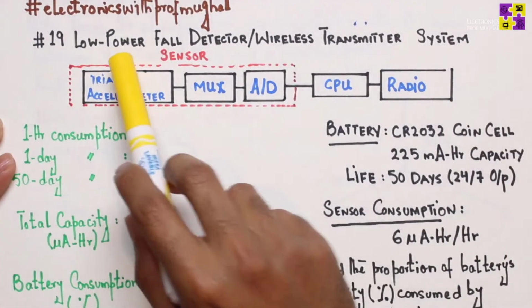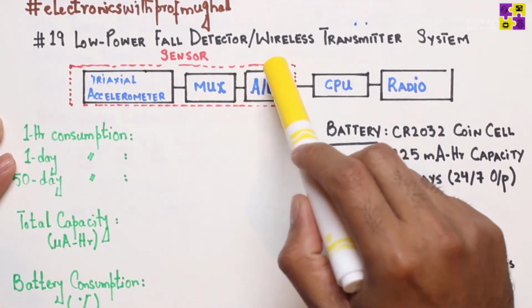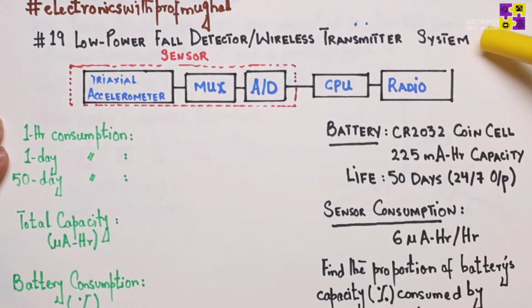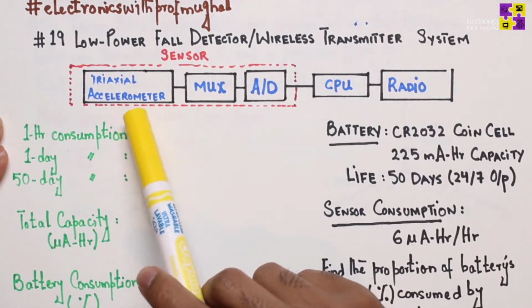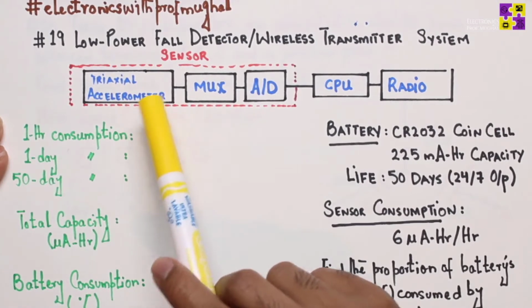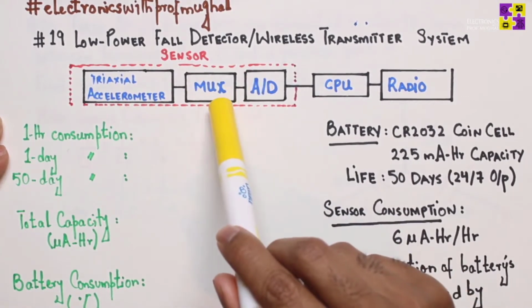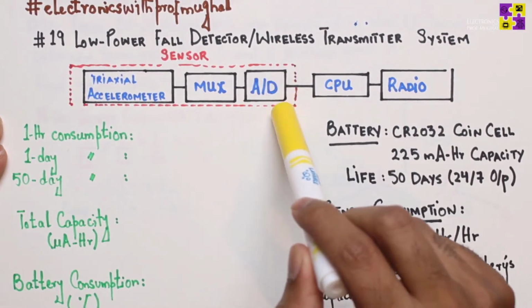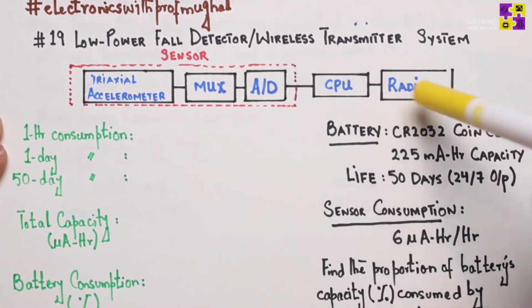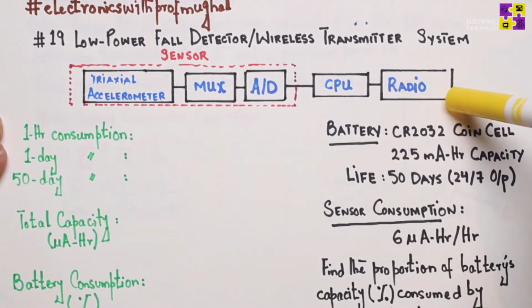So we have a low power fault detector, a wireless transmitter system, which is basically comprised of this sensor. It's a triaxial accelerometer that goes into a mux, multiplexer, and then is fed into an analog to digital converter, which is then fed into the CPU and then finally goes through the radio.